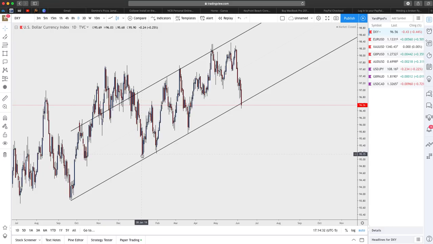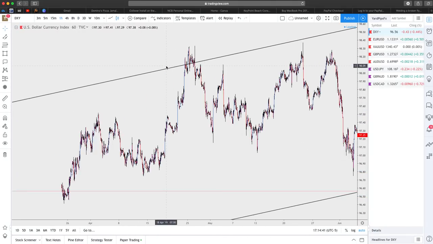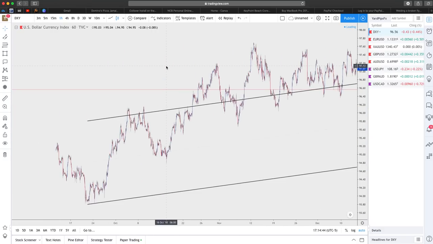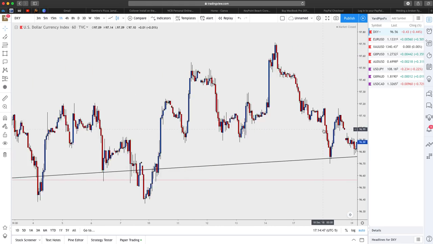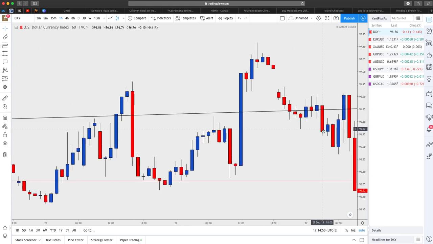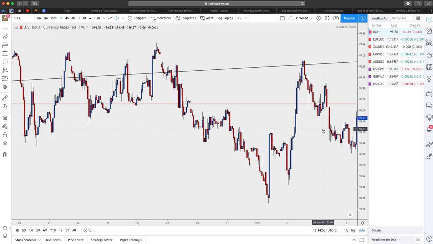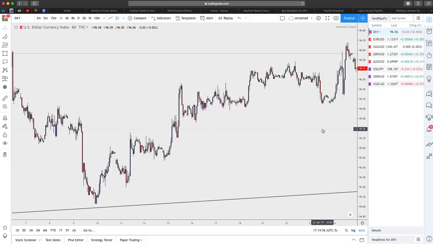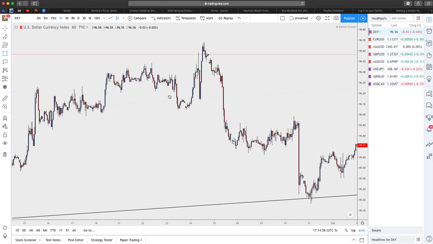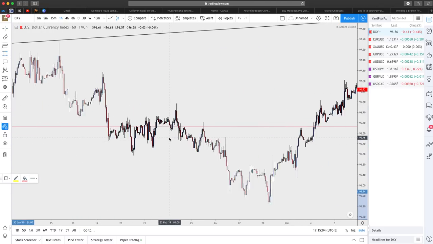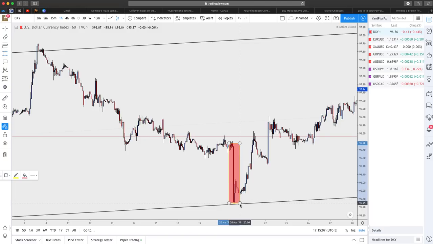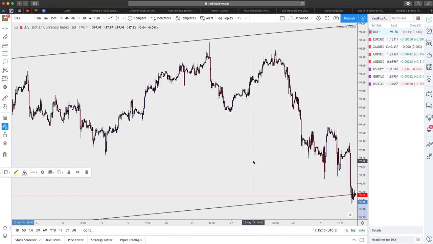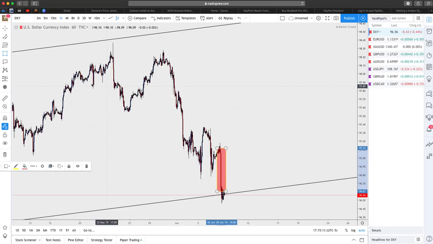But there's actually something, well, it's like a coincidence, right? If you look at the DXY on the 1 hour, every time it interacts with this specific bottom of this trend line, it's always a heavy impulse move to the low side. So here's our first example, a heavy push to the low side. Second example, heavy push to the low side. Third example, heavy push to the low side.